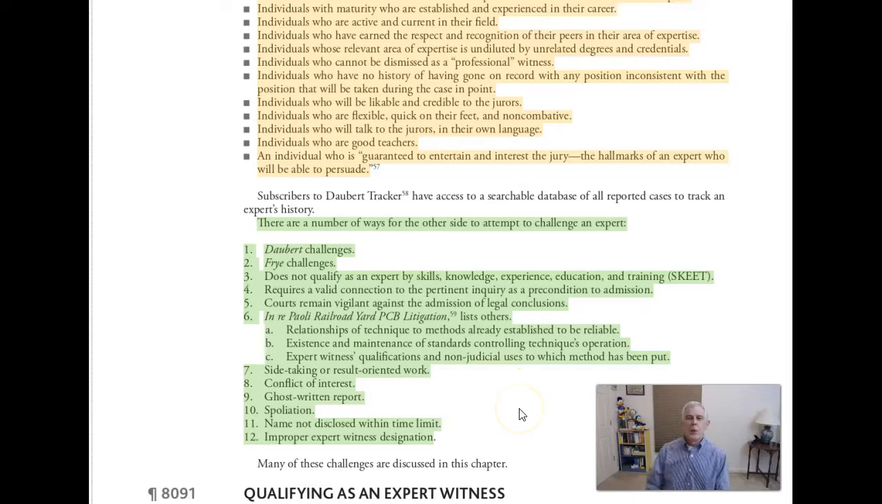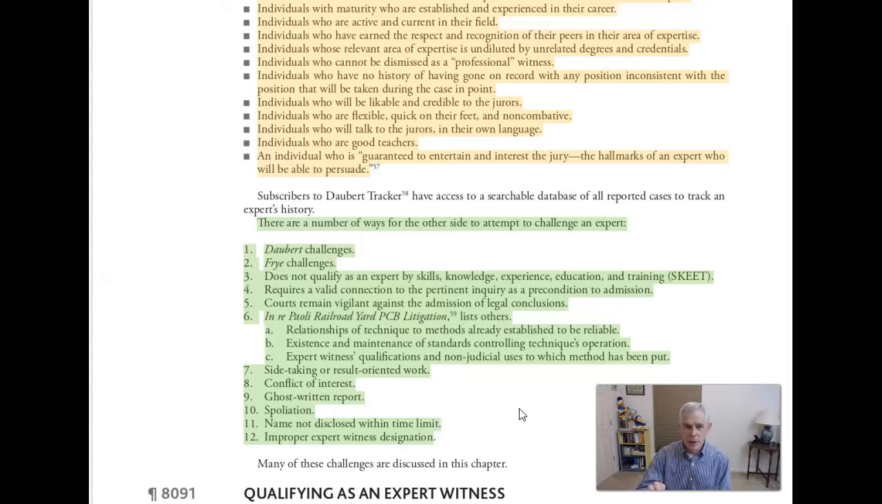Once you do your work, you're identified as an expert, and you have your report, then the other side of the court case is going to be coming after you. They might try to get you kicked off the case. They will try to challenge you. And this is the Daubert challenge. Some people call it Dowbert, but most people call it Daubert.